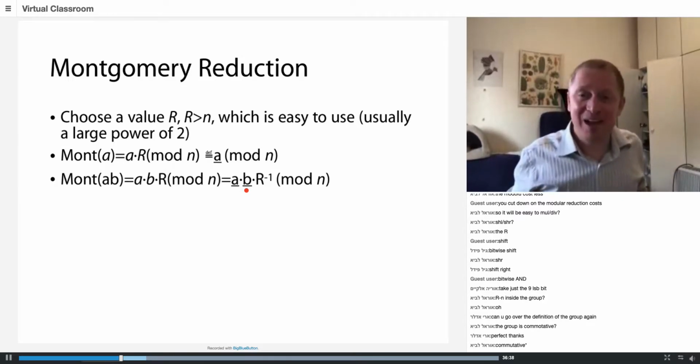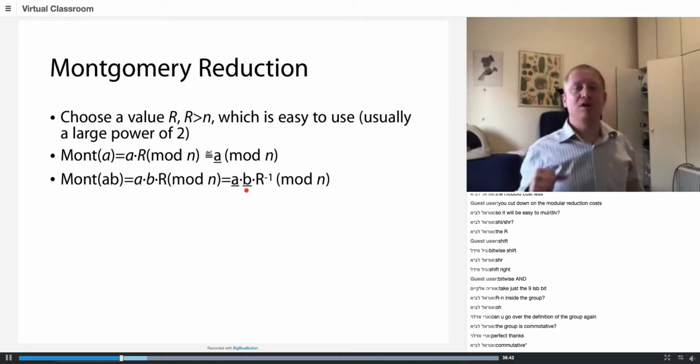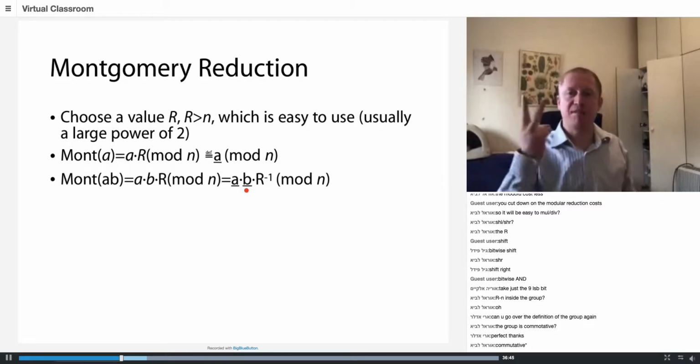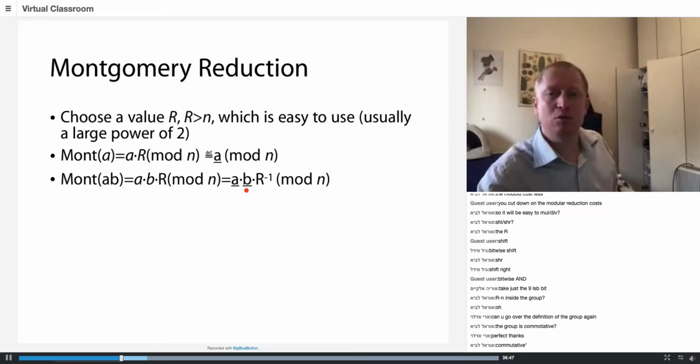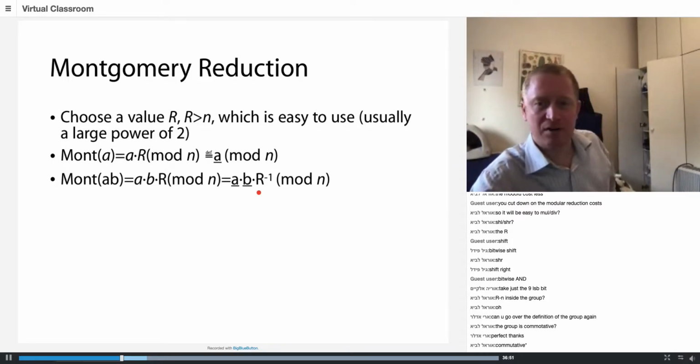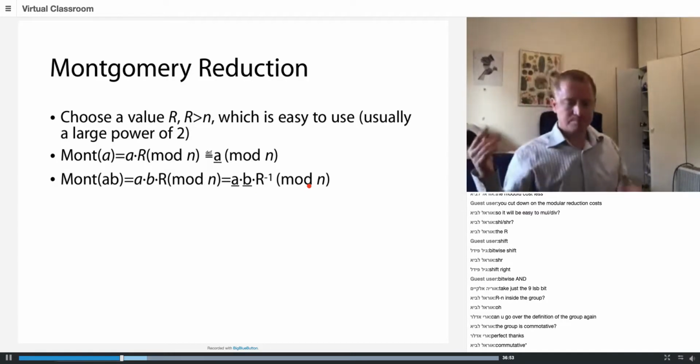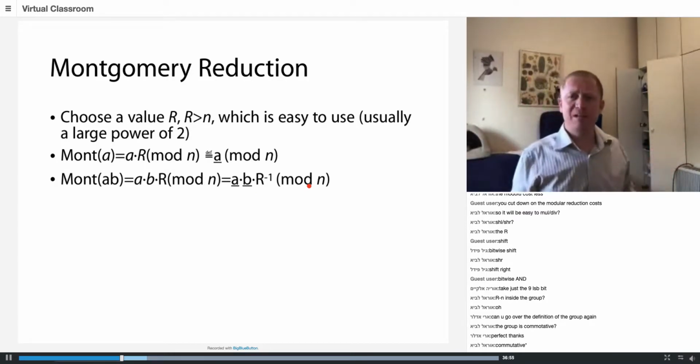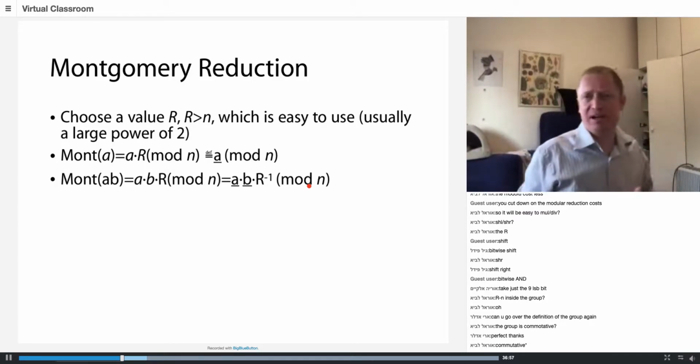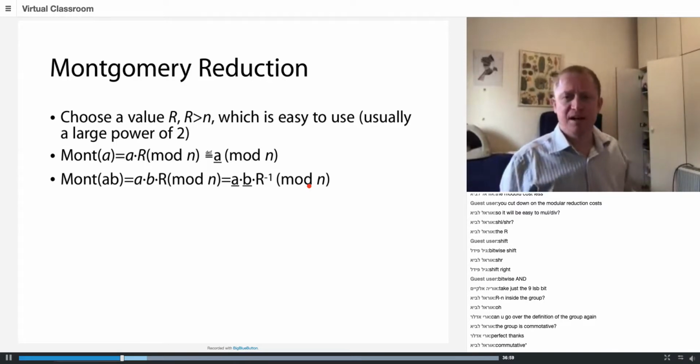So A underscore times B underscore is not Montgomery of A times B, because they have R twice. So I need to do A times B divided by R, and all this modulo n. So far I didn't help in any way my operations, because it still looks like this.